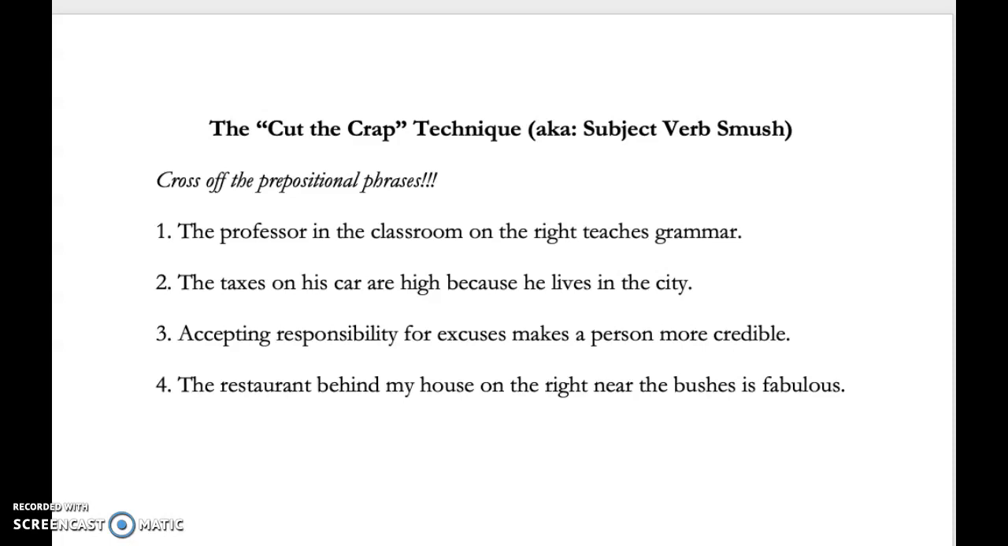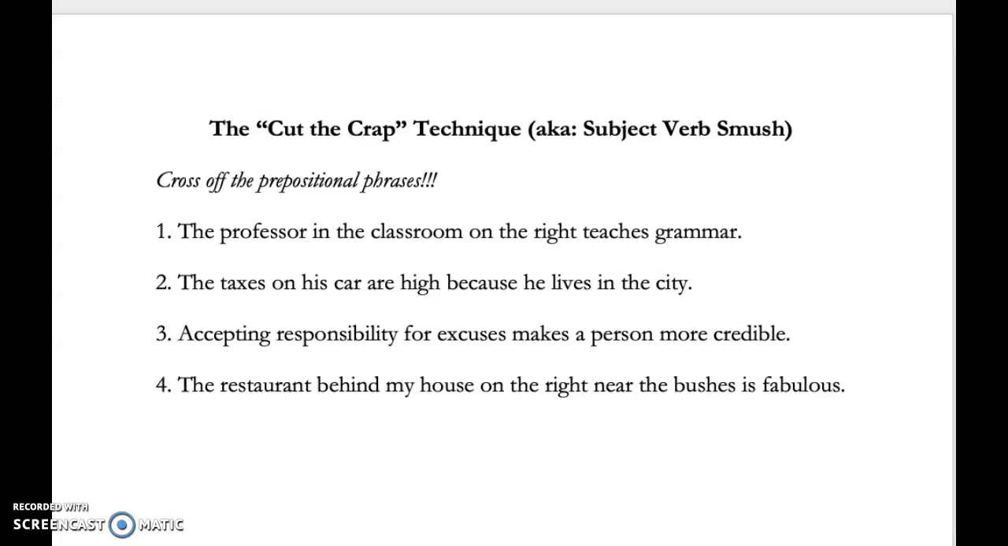Today I'm going to talk to you about another strategy that you can use to make sure that your subject agrees with your verb. Then I'm going to introduce to you two little problems we have in the English language so that you can make sure not to fall into their traps. The first technique is what I call the cut the crap technique. I also like to call it subject-verb smush, so you can choose whichever term helps you remember it.